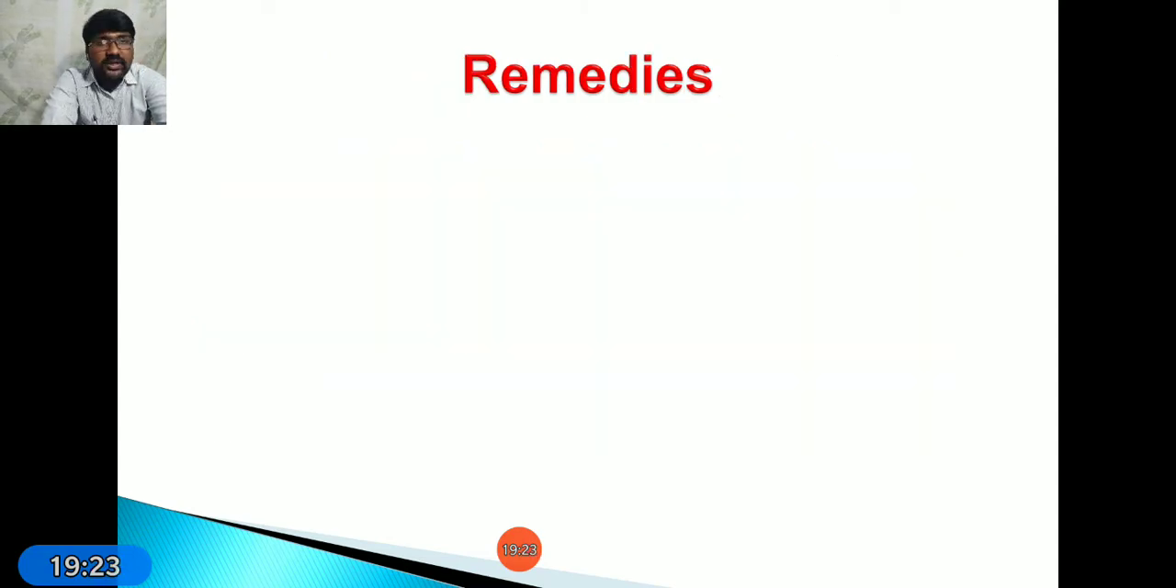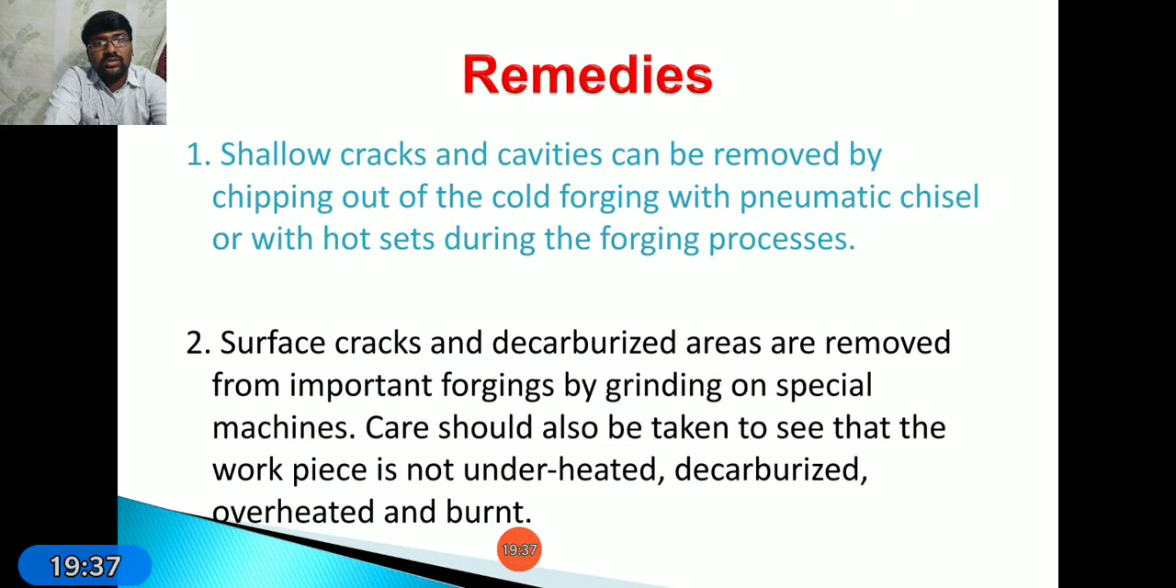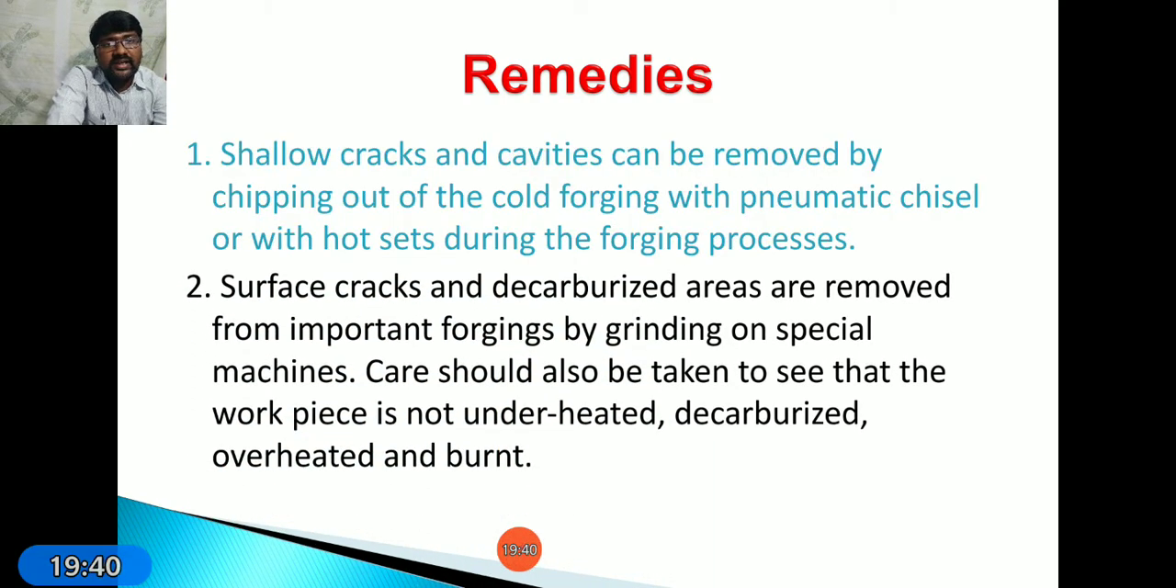Coming to remedies. Here, shallow cracks or cavities can be removed by chipping out of the cold forging with a pneumatic chisel or with hot sets during the forging process. Next, surface cracks and decarbonized areas are removed from important forgings by grinding on special machines, and care should also be taken to see that the workpiece is not underheated, decarbonized, overheated and burnt. By using these methods we can reduce the surface cracks and decarbonization.